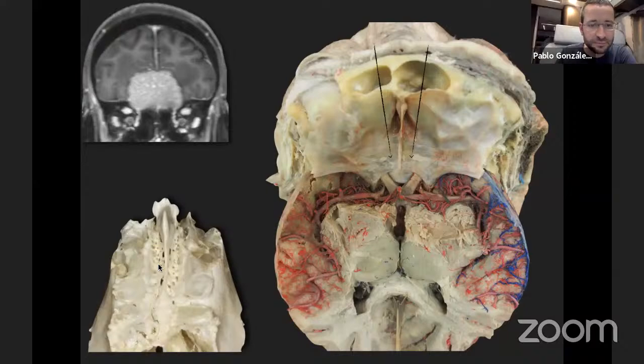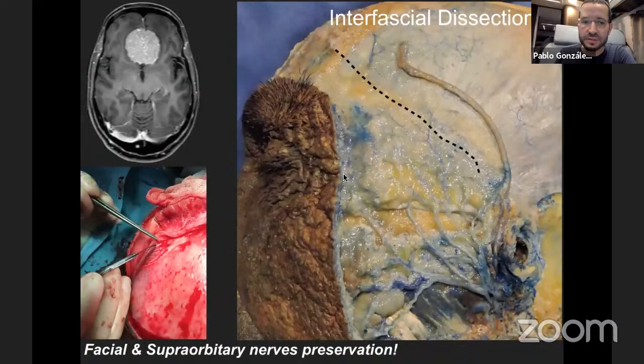This is the olfactory groove. And here we do have the ethmoidal bone, which is in very close relationship with this tumor. So this is where the second case was appearing, but the first case was mainly growing in the planum sphenoidale. So something important is to understand this panoramic view.